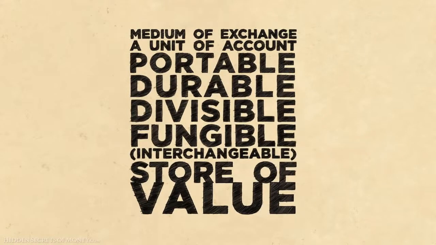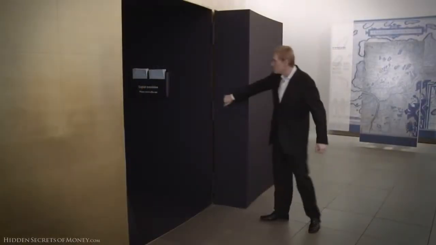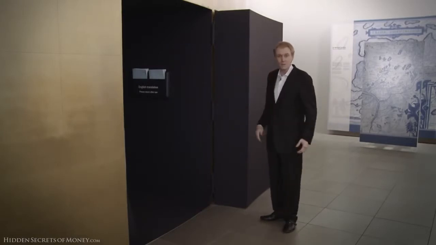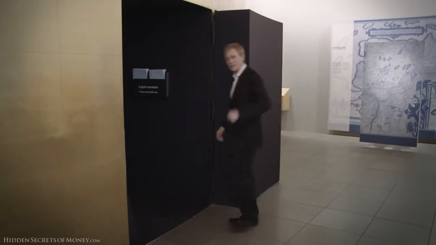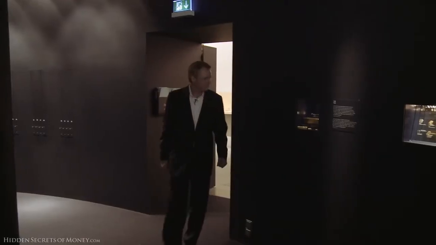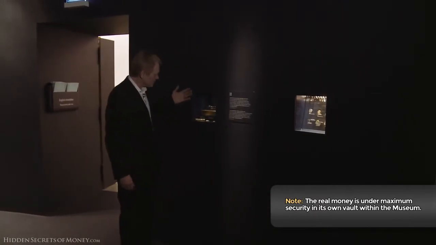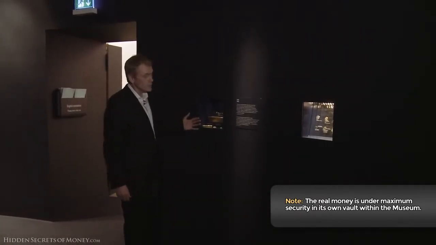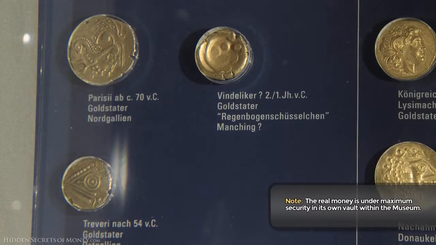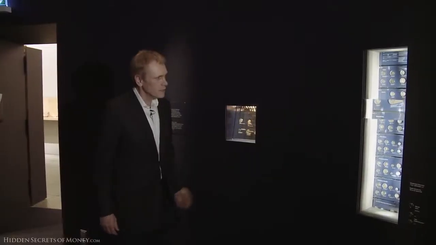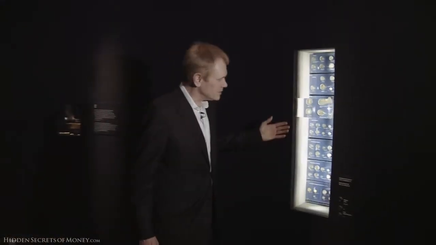So, now we get to the room of real money. This is a vault door, and this is where they've got all the great examples of the real gold and silver coins. So come on in and join me. So here we get to the first, this is gold and silver, what they're using to make money, and here we have some very early representations of gold and silver coins. And I love these displays.